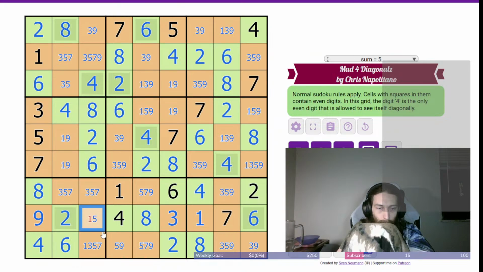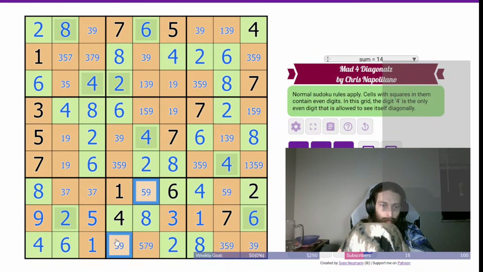Row 8, box 7. 3, 7 pair places a 1. 3, 7 pair in row 7. Yeah, eliminates the 5, 9 places a 7.